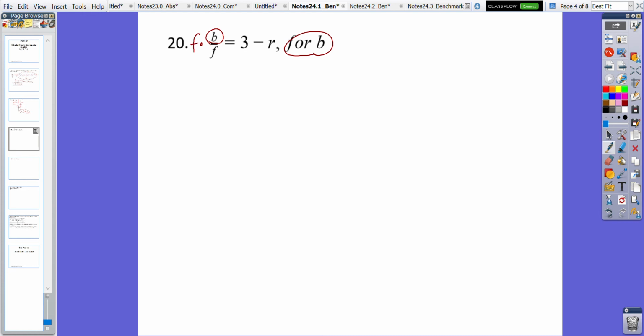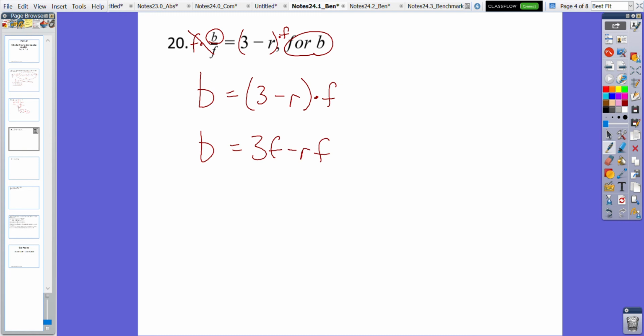And because there are 2 terms on the right side, I'm going to also multiply the right side by f, but only when the right side has parentheses around 3 minus r. Because there's more than one term, I want to make sure everything gets multiplied by f. The f's cancel on the left side, I'm left with b, and then I can just leave it as 3 minus r times f. And if I want to distribute that f, I get b is equal to 3f minus rf, that is absolutely 100% okay. Either one of these is acceptable.